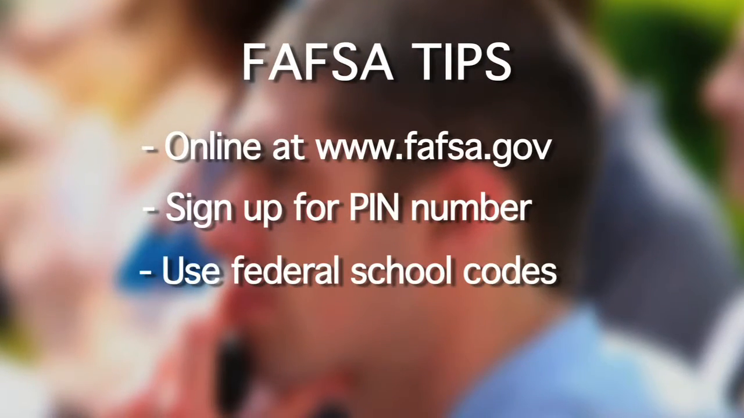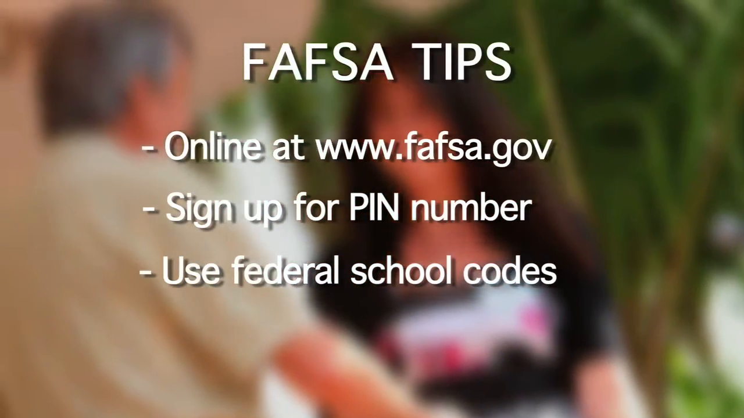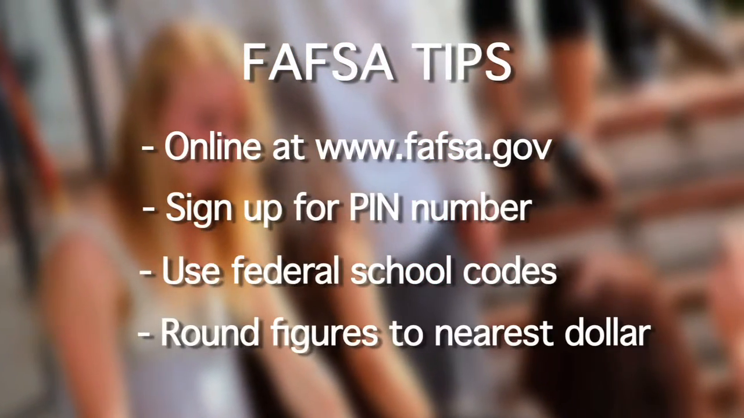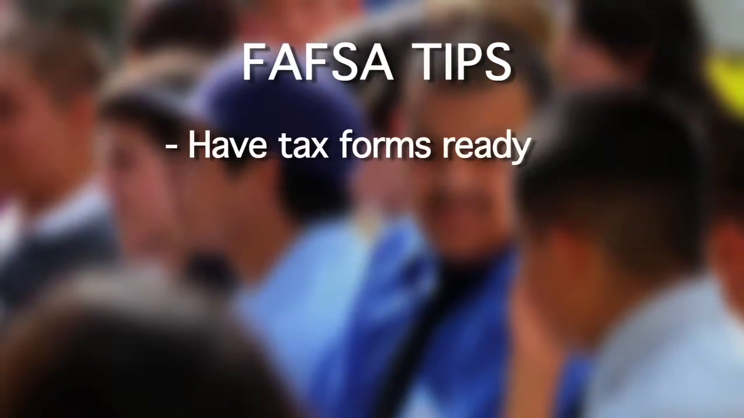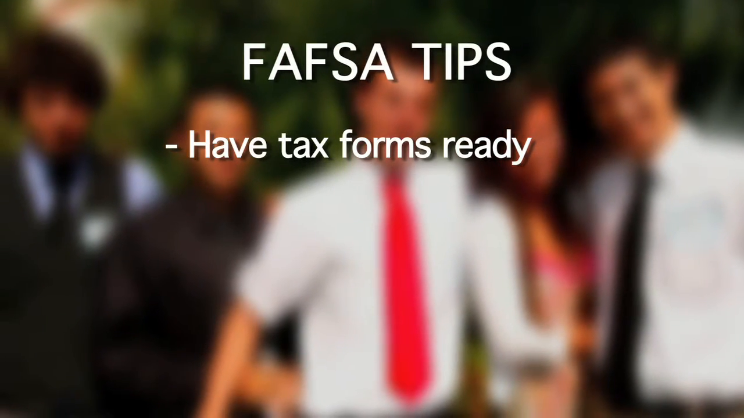Look up the federal school codes for the colleges you're interested in. Keep in mind they're asking for a lot of financial information on this form, so you're going to be rounding figures to the nearest dollar. If you've got your taxes done, have those tax forms ready. If you don't, have an idea of the estimates of your income and assets.